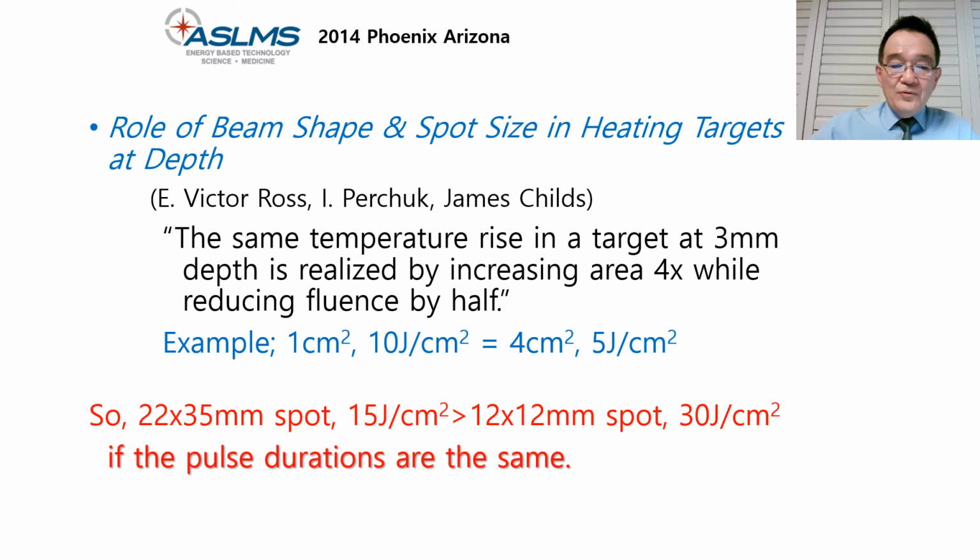Also, Victor Ross reported at ASLMS that the same temperature rise in a target at 3 mm depth is realized by increasing area 4 times while reducing fluence by half. For example, 1 square centimeter spot and 10 joule is equal to 4 square centimeter spot and 5 joule. So a 22 by 35 millimeter spot at 15 joule is higher than a 12 by 12 millimeter spot at 30 joule per square centimeter, if the pulse durations are the same.